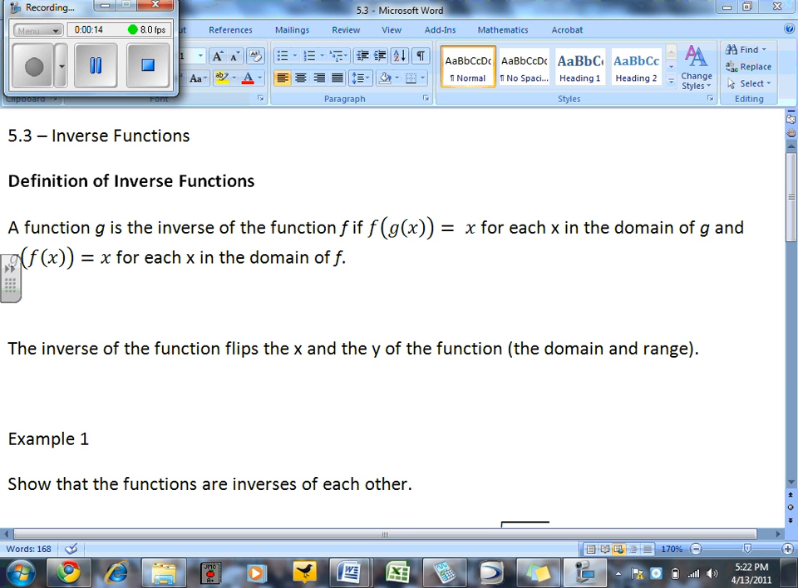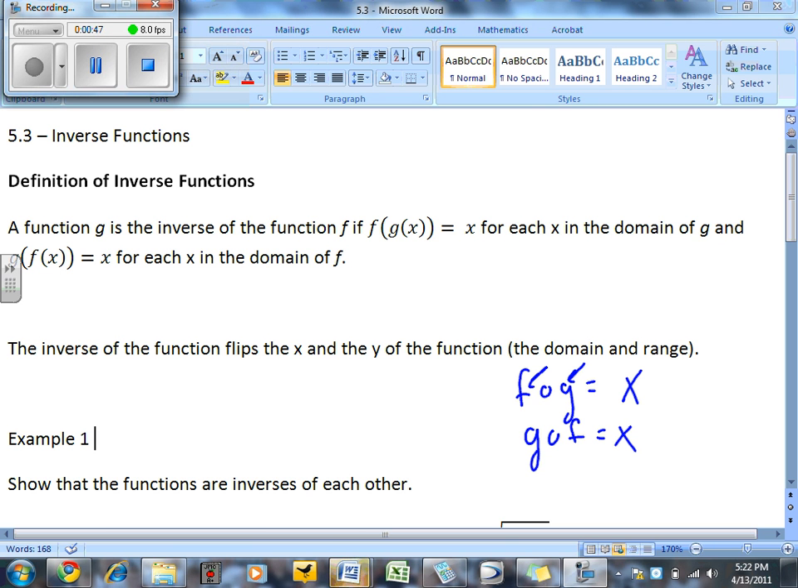A function g is the inverse of the function f if f of g of x equals x for each x in the domain of g, and if g of f of x equals x for each x in the domain of f. So what we're saying is if we do our f of g and our g of f, that means f of g of x, if we plug them all in, they both equal x.